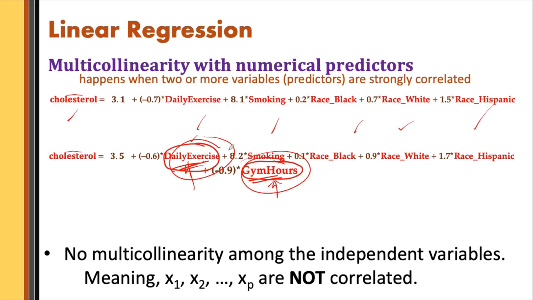So now what do we do? Do not include this one. Or if you're doubtful, do not also include this one because they are strongly correlated. Okay? So given these two, if you're going to be asked, should I add gym hours? No, you should not because that is already represented by the daily exercise.